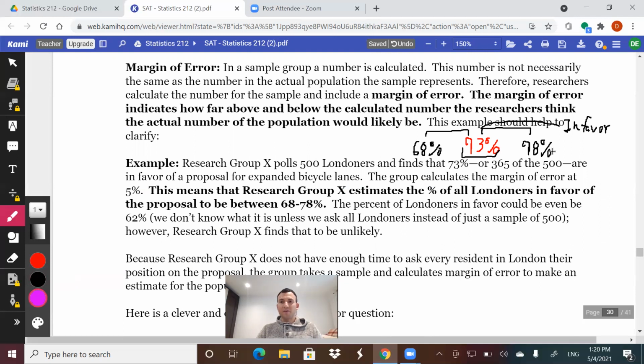So a margin of error of 5 means that the people who did the poll think that the actual answer for the population that their poll is trying to represent would be within that range of 5% of the 73 that they got.